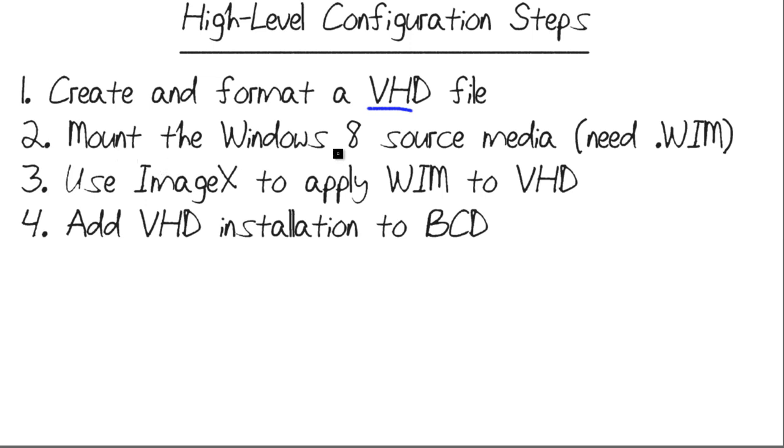Next, you need to make your Windows 8 source media available, if we're going to use Windows 8 as our VHD. This could be mounting the physical optical media, or it could be using an ISO file. The bottom line is you need a path to the install.wim file on that source media. Third, we want to use ImageX to apply the WIM to the VHD file. And then fourth and finally, we add the VHD installation to the system's boot configuration database.